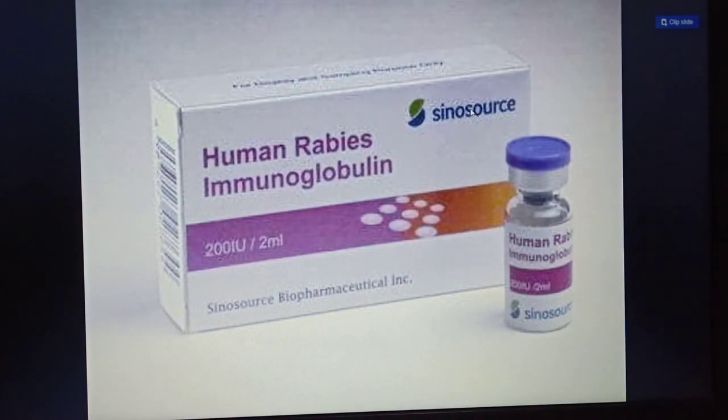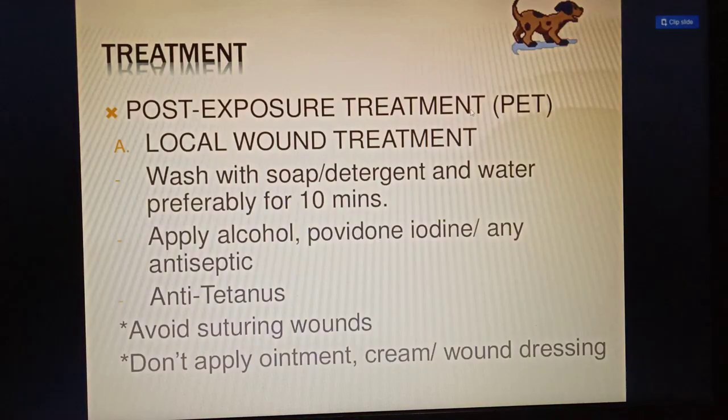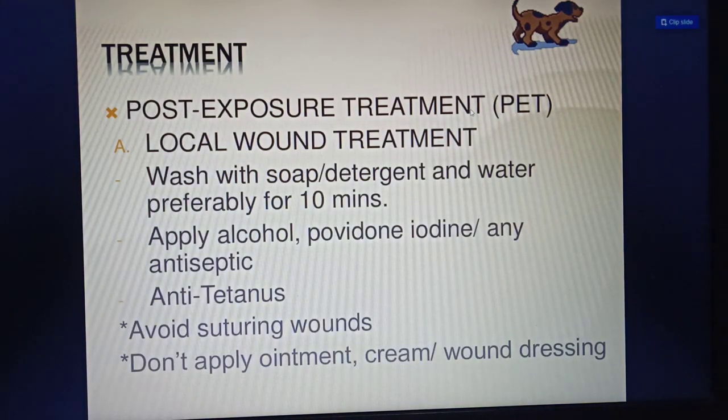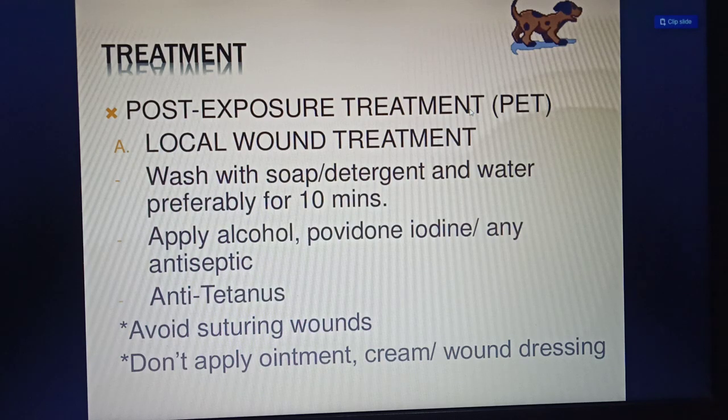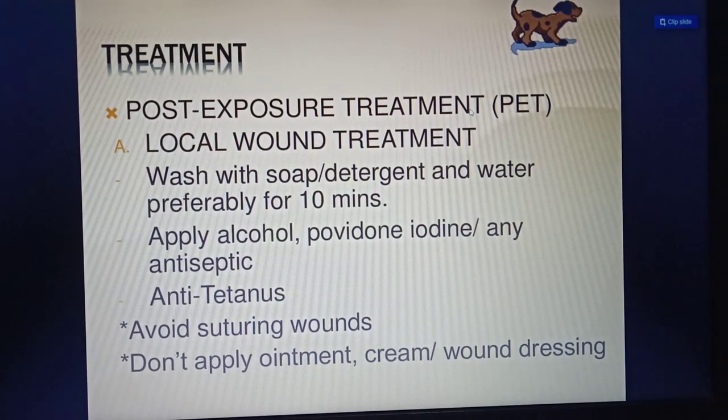Okay, so this is the human rabies immunoglobulin structure. So this is the rabies vaccine. Okay, what is the treatment? Already we have explained that. Clean with soap and apply alcohol or povidone solution, and you have to give the anti-tetanus vaccine. If suturing is needed, you have to avoid suturing the wounds. Okay, so don't apply any ointments or cream on the wound or dressing. Just leave it open to the air.